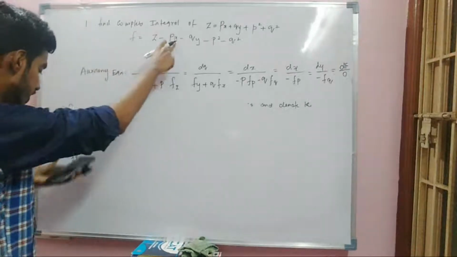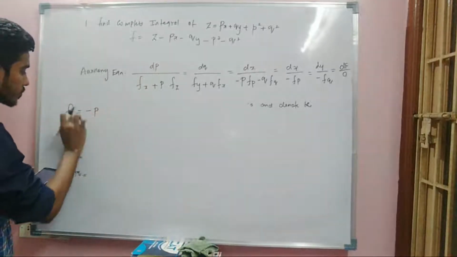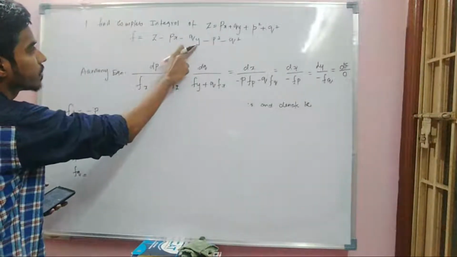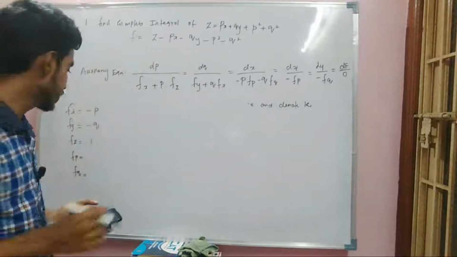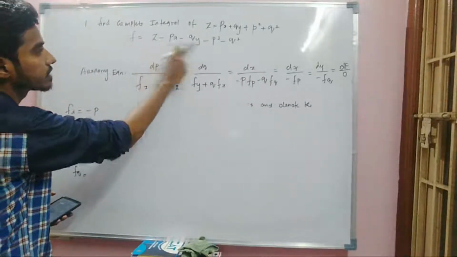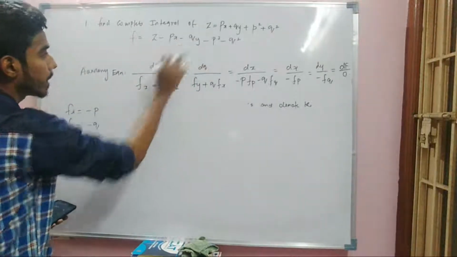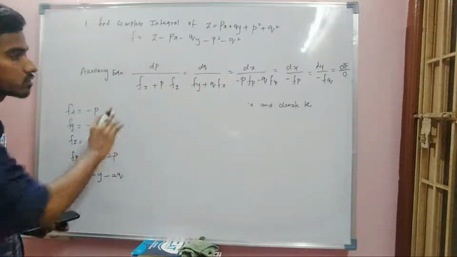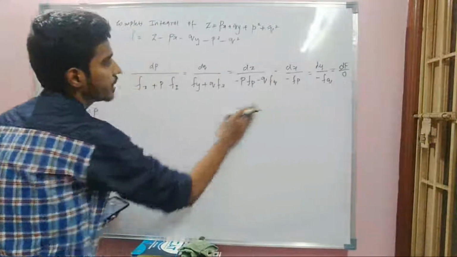So we will have minus p, right? So minus p and fy. So fy will be minus q, right? And fz will be 1. Differential with respect to z, fz is 1. What will be my fp? So it will be minus x minus 2p, and fq will be minus y minus 2q, right? So these are the terms that are required: fx, fy, fz and fp, fq.